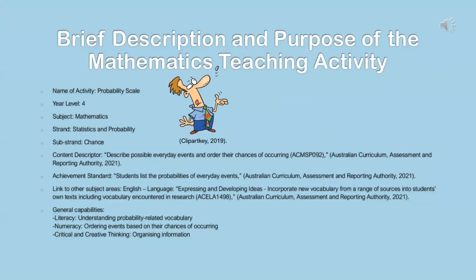My mathematics teaching activity is called the probability scale and has been designed for Year Level 4 students. Students will be provided with a range of scenarios which they will need to order on the probability scale based on the chances of occurring and will come up with their own scenarios and determine their likelihood. This activity will therefore be effective in terms of enhancing students' ability to order familiar events from the least to the most likely to occur, linking to the achievement standards and the chance substrand of the statistics and probability strand within the mathematics curriculum.